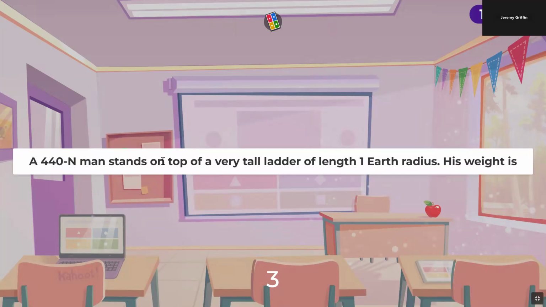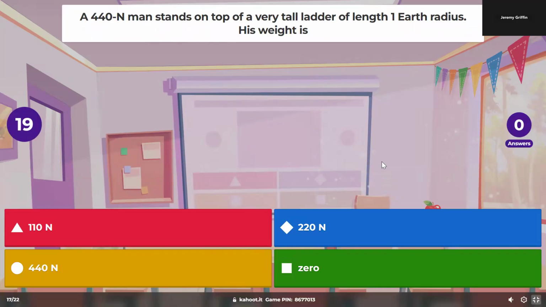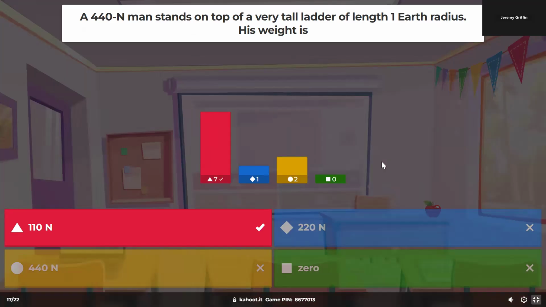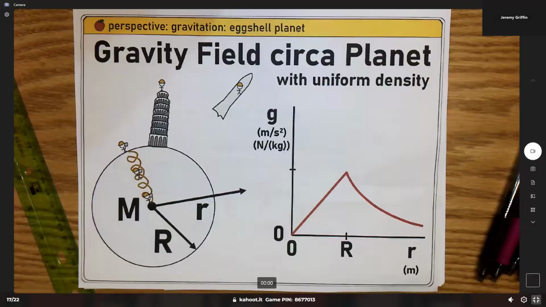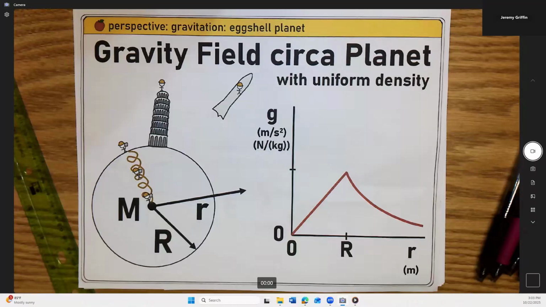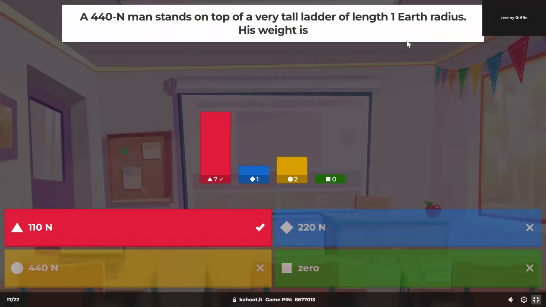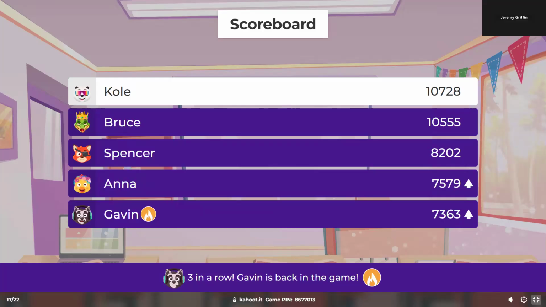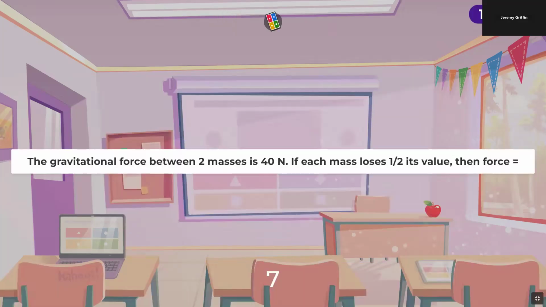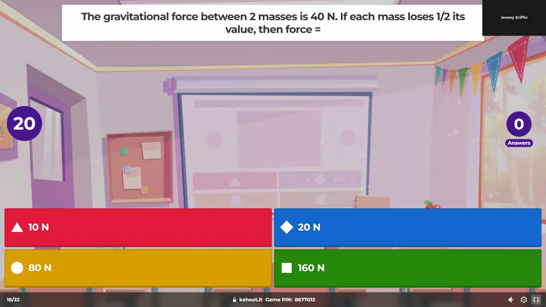Got Anna on fire. Samuel, Spencer, Bruce, Cole. A 40 newton man stands on top of a very tall ladder that's 1 Earth radius. Everybody better get this right. We just did this one. Yeah, 10 newtons because it's 1/4 as much as before. So that's this right here. Double your distance, 1/2 squared, that's 1/4 of the original weight. Got Gavin, Anna, Spencer, Bruce, Cole. The gravitational force between two masses is 40 newtons. What if each mass loses half its value?